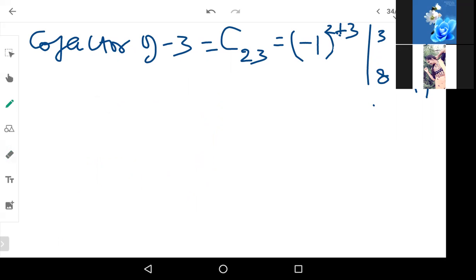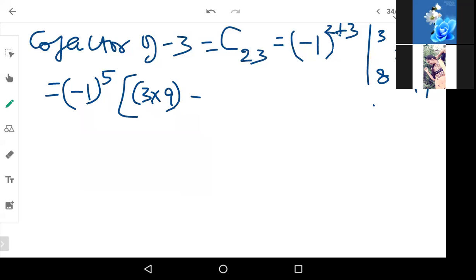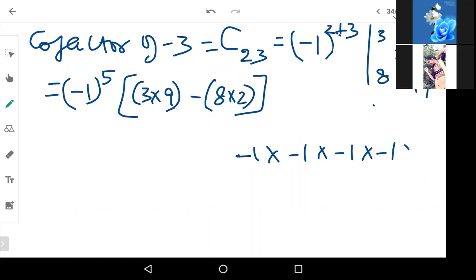Firstly, simplify this. Minus 1 to the power of 2 plus 3 is 5. Now, apart from that, how do you solve a determinant? By cross multiplication. Do that as it is. 3 into 9 minus 8 into 2. Now, minus 1 to the power 5 means minus 1 into minus 1 into minus 1 into minus 1 into minus 1. You have to multiply minus 1 five times.